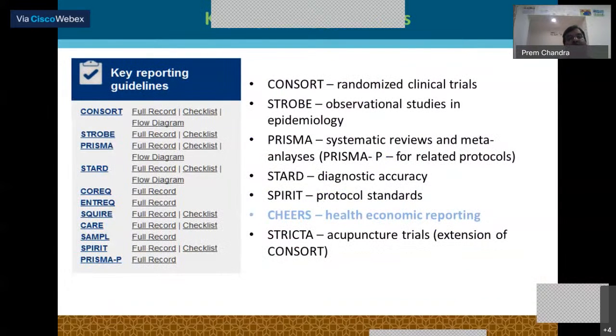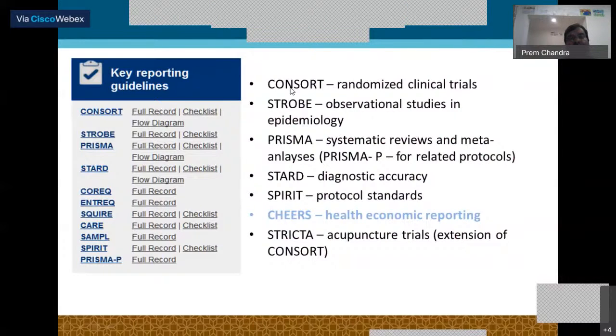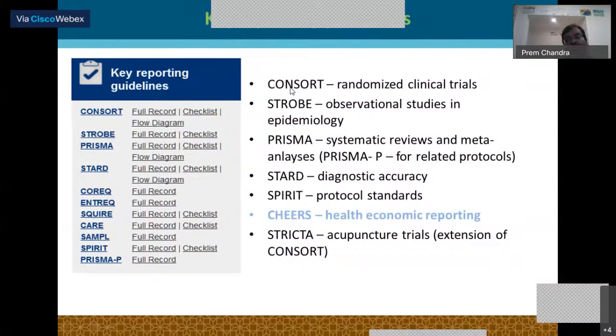Okay, so this is the slide I was talking about, that we do have different guidelines. If you can see this one, we have the CONSORT guidelines, which stands for Consolidated Standards of Reporting Trials, applicable for randomized clinical trial studies. We have the STROBE guidelines applicable for observational studies, which could be case-control, cohort, cross-sectional. I'm sure that in the previous talk, the speaker might have spoken about all this in detail. And we have the guideline called PRISMA, applicable for meta-analysis, STARD, and so on.